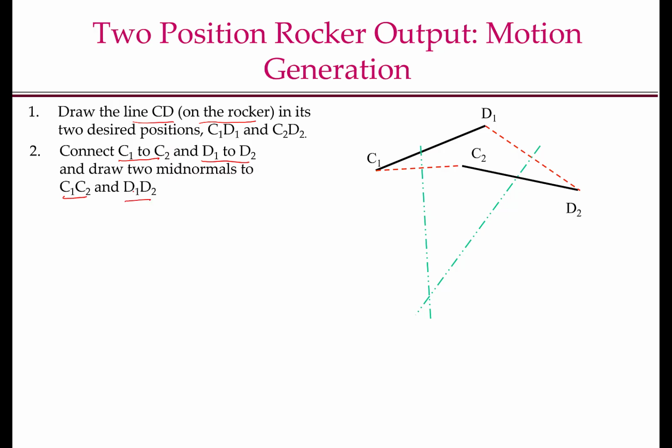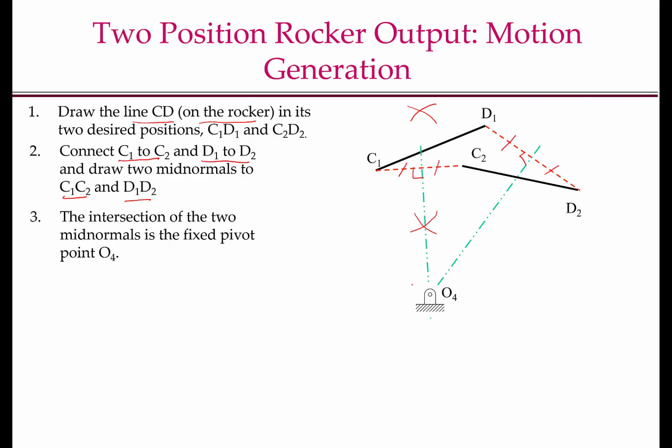So how do you draw a perpendicular bisector? With a compass, you take C1 as center and radius C1C2, or any radius that is greater than half of C1C2, and you will draw two arcs. Then with the same radius and center C2, you draw two arcs. Join the points where the arcs intersect. That will give you the perpendicular bisector. The intersection of these two mid-normals or perpendicular bisectors is the fixed pivot O4.